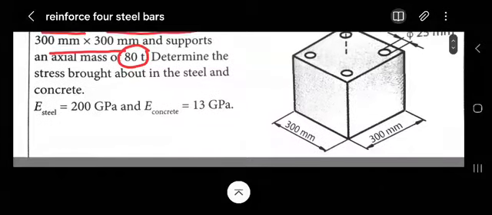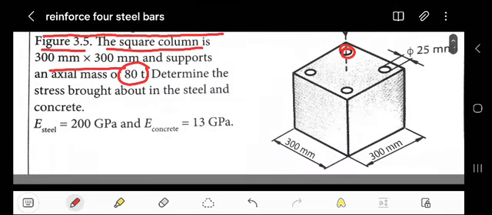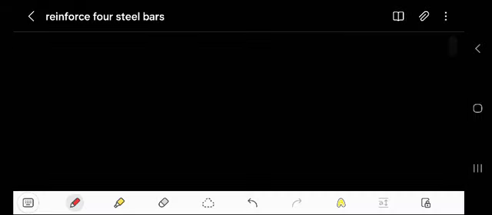Take note: 1, 2, 3, 4. We have 4 steels there. Make no mistakes about it. Do not make a mistake when you find the area. Let us make them one thing. You can say the area of the steel, I will just write as A_s, will be 4 multiplied by the area of one bar. We know that the area is pi over 4 d squared.